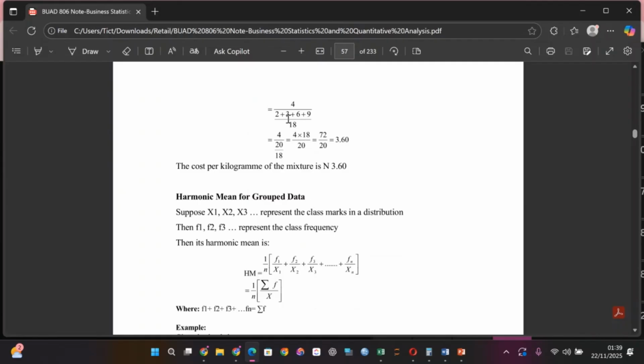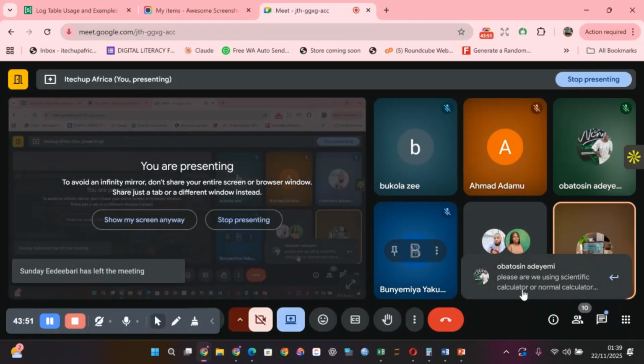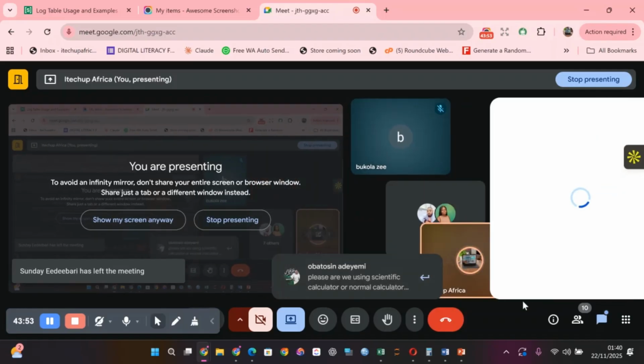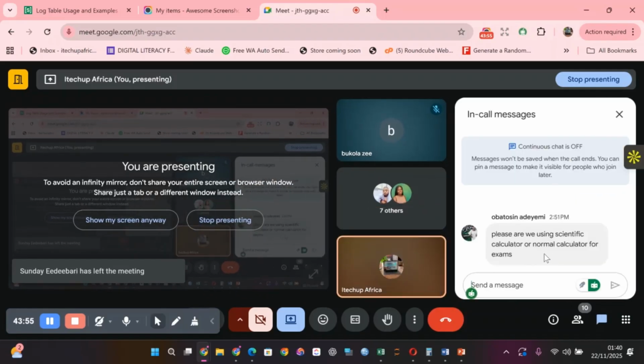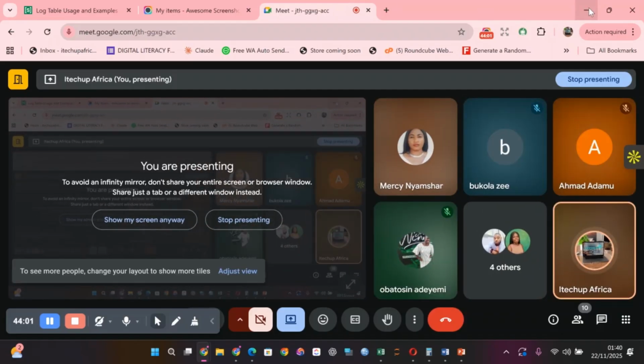Okay, so when you get to this point, how do they get from this to this point? I think somebody wants to say something. Please, are we using a scientific calculator in the exam? I don't think so. Somebody said no.